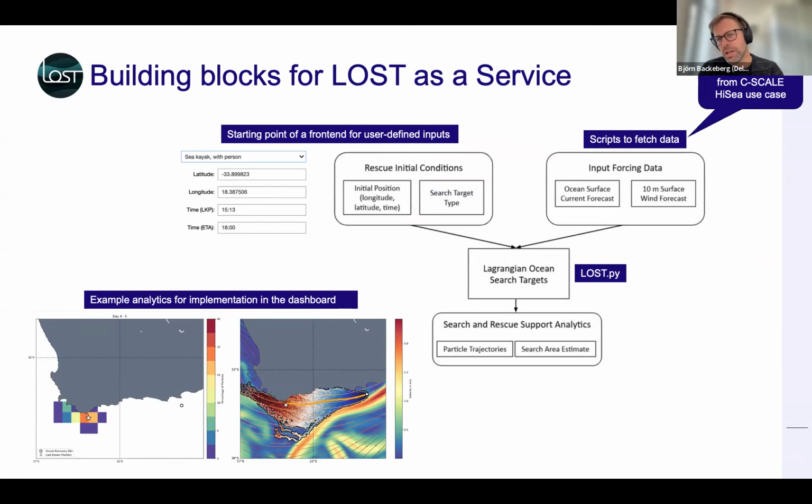We've got a whole bunch of building blocks that we're now gluing together in the LOST infrastructure towards creating LOST as a service, where people can go and in a very simple dashboard select which kind of object they're looking for, plug in some longitudes and latitudes, and then some times, and then the system should go and run the simulation and return some of these analytics. So here, in terms of getting the forecast data and the hindcast data, we're reusing some of the functionality and scripts already developed in C-Scale as part of the high seas use case that Lorenz presented earlier. And then this is a command line interface that we use to run the particle tracker.